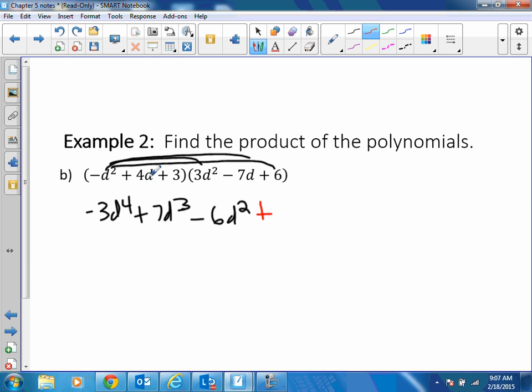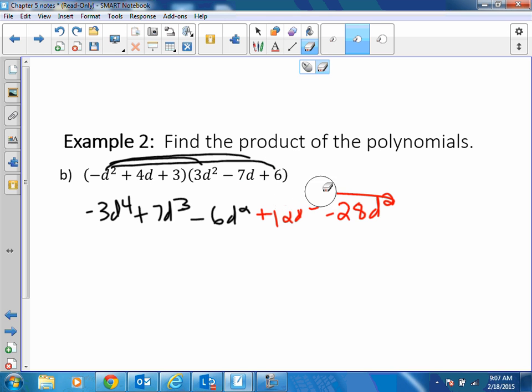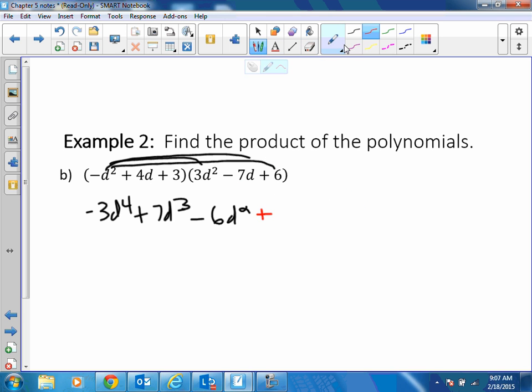That would be 4d times 3d squared would be 12d cubed. 4d times negative 7d would be negative 28d squared. And oh, crap. Start messing up. All right. That was a square. That was 12d cubed. That was negative 28d squared. Okay, and then 4d times 6 would be 24d.